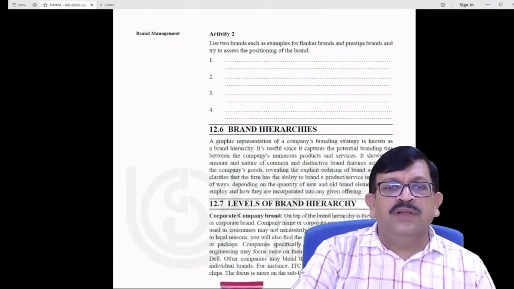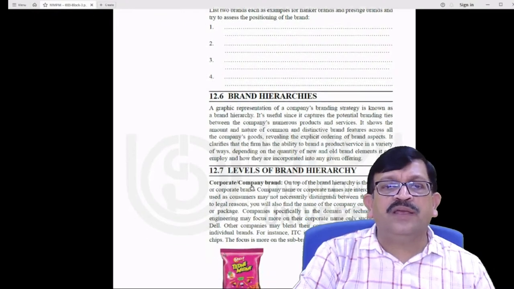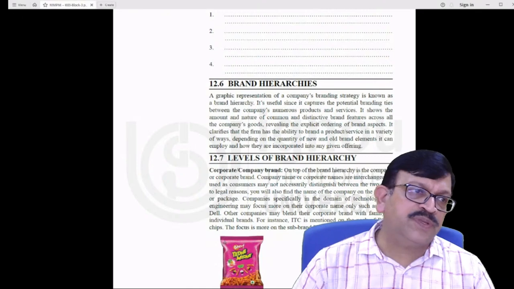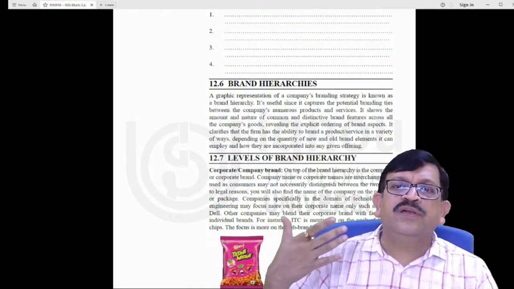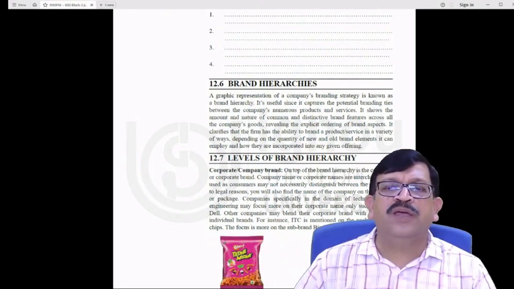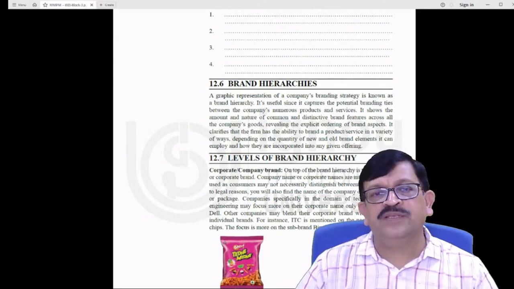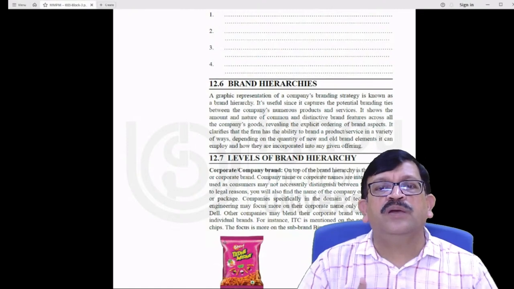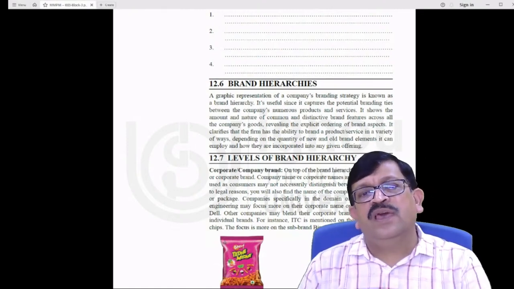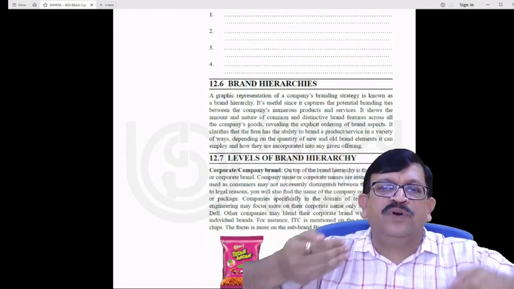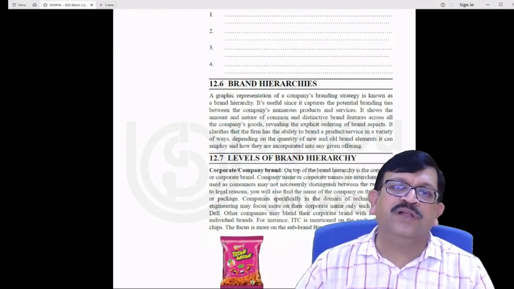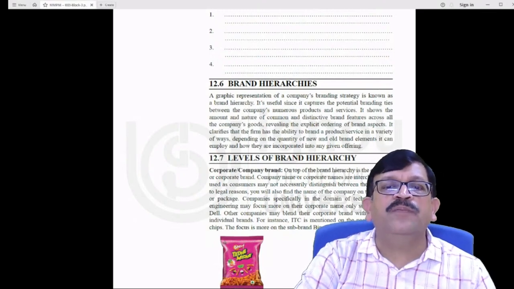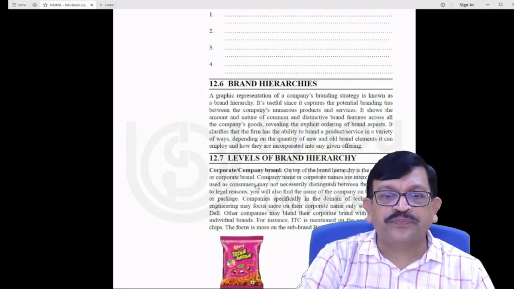Next, we go to brand hierarchies. A brand hierarchy is nothing but a graphic representation of the different brands offered by the company as part of the company's branding strategy. It captures the potential branding between the company's products and services, and it can be put in the form of a graphic, as you can see here. We'll take the example which has been given here.